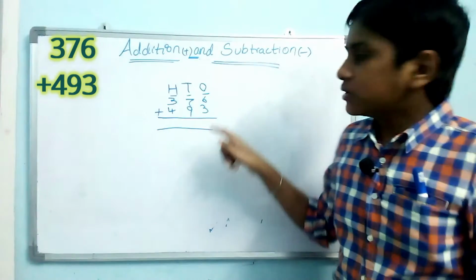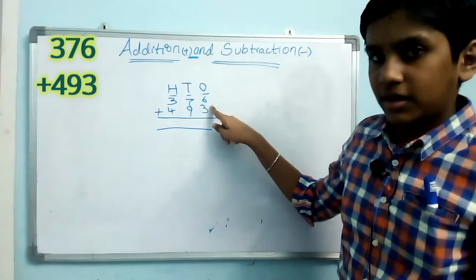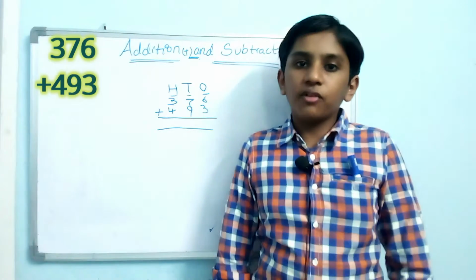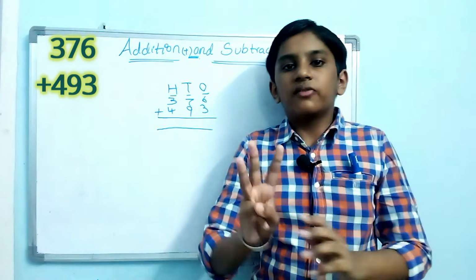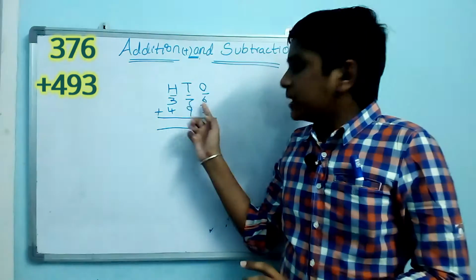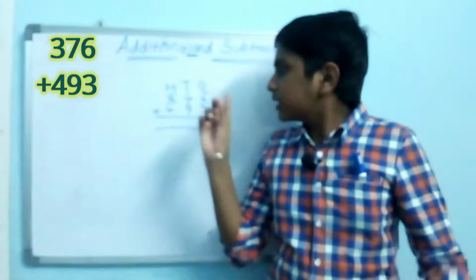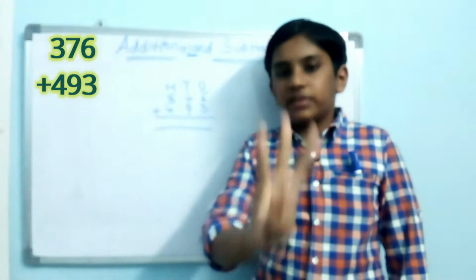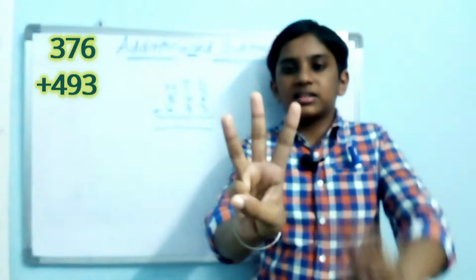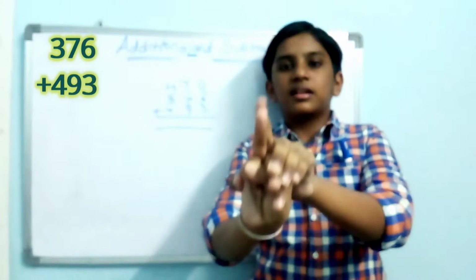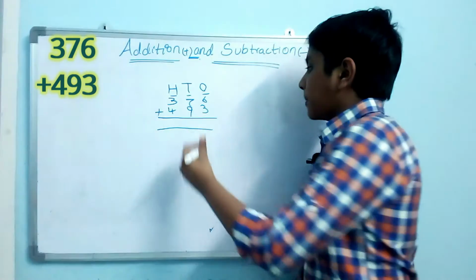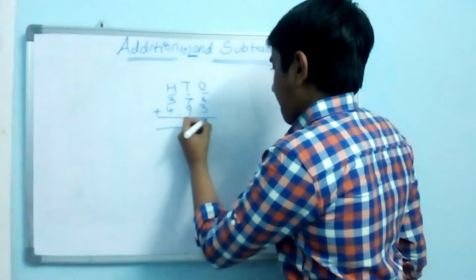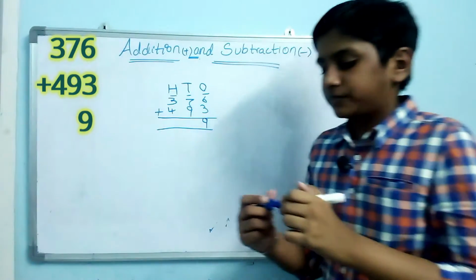So first let's solve 6 plus 3. My friends, if you remember, we have to keep the big number in our mind and the small number on our fingers. So here the big number is 6, keep it in your mind, and 3 is the small number, keep it on your fingers. So after 6, 7, 8, 9. So my friends, 6 plus 3 is 9.